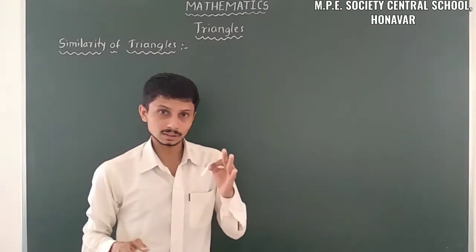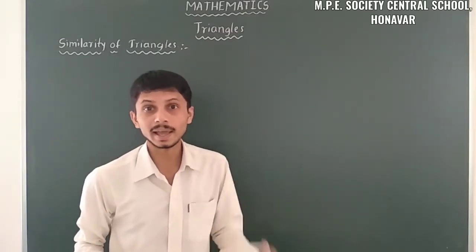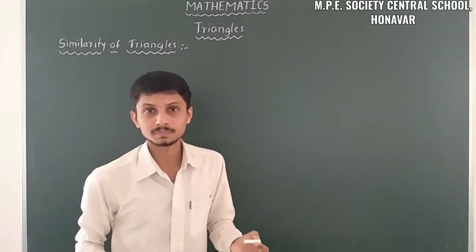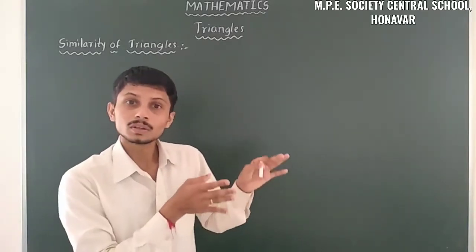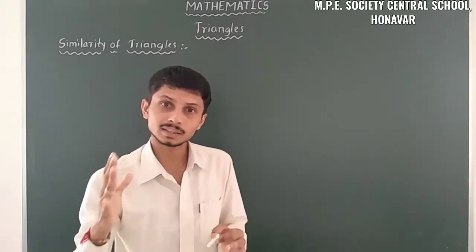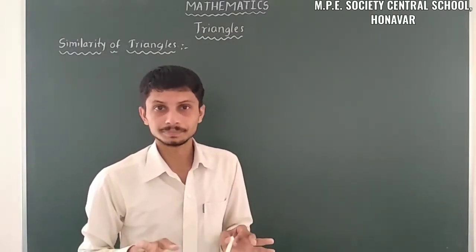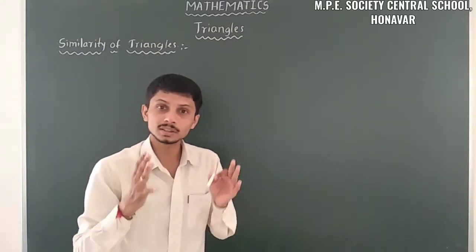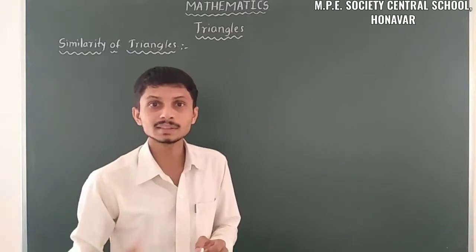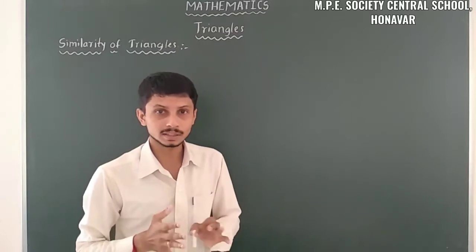So when we consider the similarity of triangles, we have to be aware of the corresponding angles and corresponding sides. In congruency also we have to be aware of the corresponding angles and corresponding sides when we consider two triangles together. Here also we have to consider two triangles, and be aware of the corresponding angles and corresponding sides. But there are some conditions.